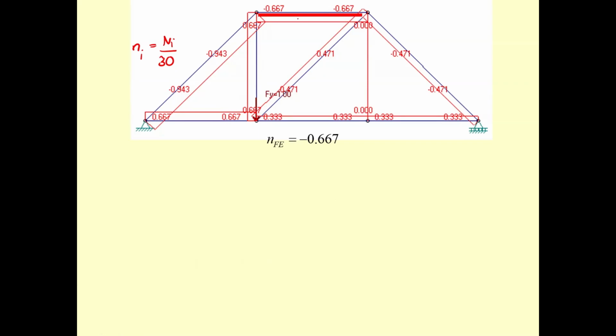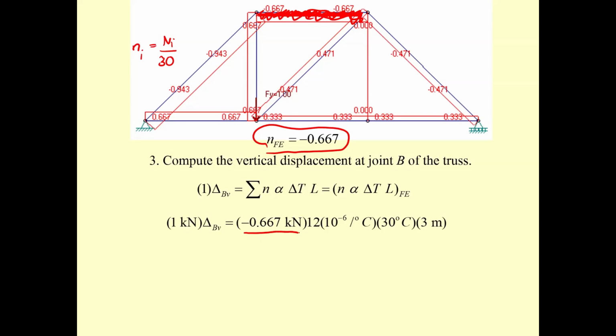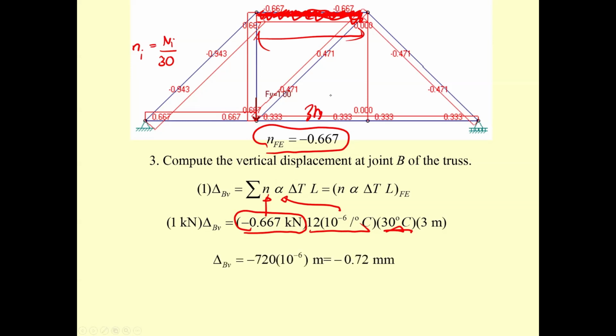And then only this member has the change in temperature. The others won't have temperature change, so you don't need to consider the others. You now only consider the member that heats up. Only this member, so take this one negative. This is small n. This is going to be the alpha. This is going to be your delta T, and this is 3 meter. The change is going to be negative.